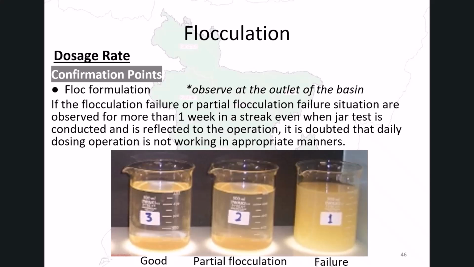Good flocculation produces large, visible flocs that settle easily, like the left in the photos. Partial flocculation results in small, weak flocs, which often break and carry over into sedimentation, as seen in the middle one of the photos. Failed flocculation shows almost no floc formation, and water remains milky like the right beaker in the photos.